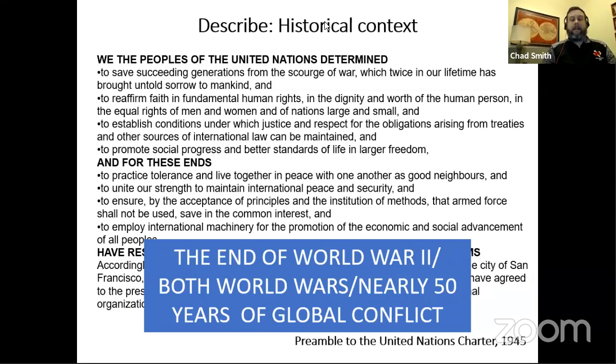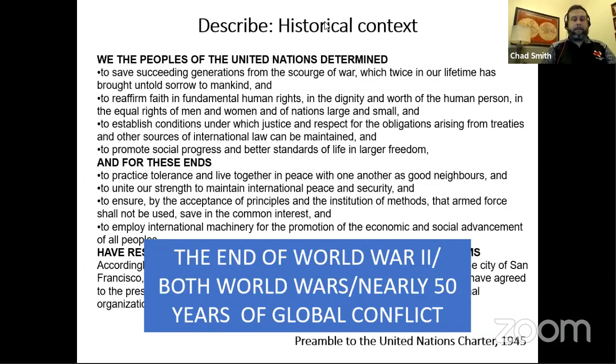The idea that not just the end of World War II, but both world wars led to nearly 50 years of global conflict, and that the countries involved in these global conflicts, even the winners, suffered extraordinary losses in life and economic losses as well. And so the idea that these wars might have been prevented, or at least ostensibly might have been prevented, all serves as context for better understanding why a document like this might be created in the first place.